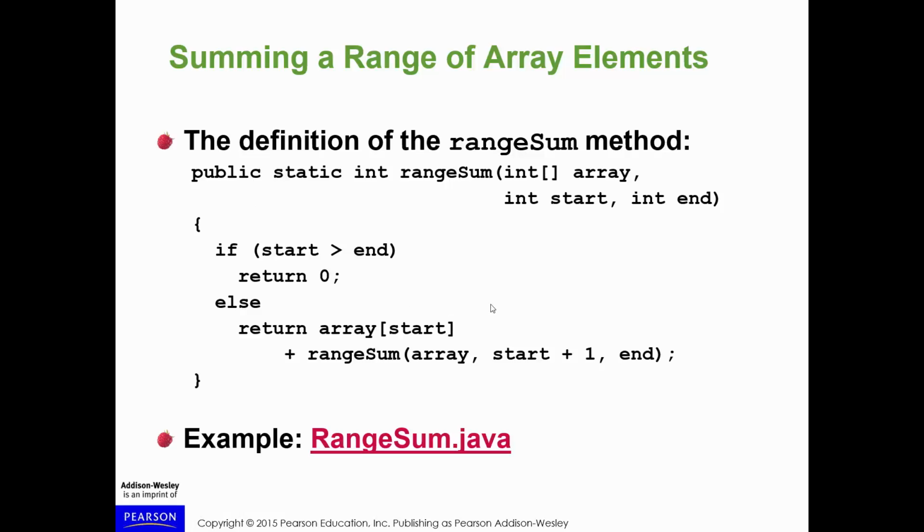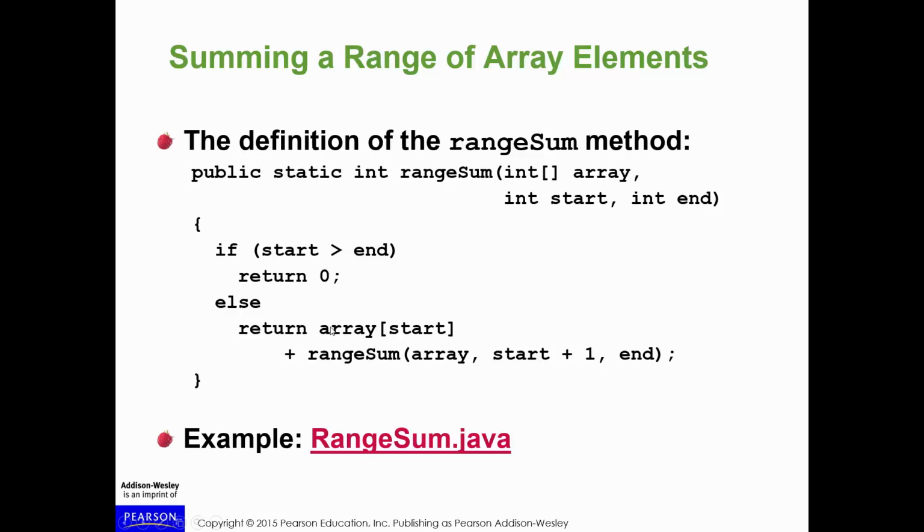So what this is basically saying is if you've reached the end, return. All right. So this says if start is greater than end, return 0. I think that's if you had an error condition. Otherwise, you're going to return this.